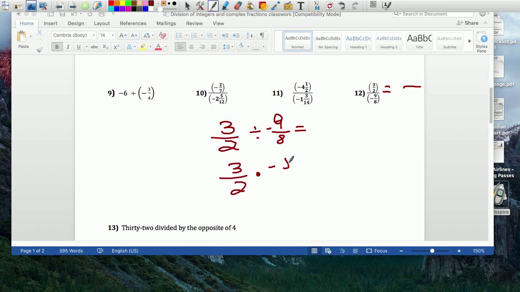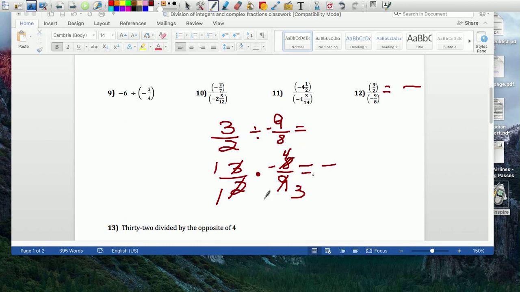It becomes 8 over 9. Simplify? Yeah, a lot of simplification here. 3 divided by 3 is 1. 9 divided by 3 is 3. Let's do 2 and 8. 2 divided by 2 is 1. And 8 divided by 2 is 4. So nothing else to simplify.